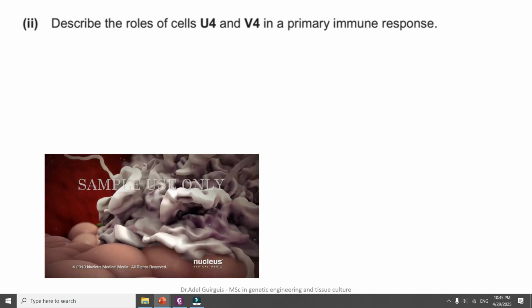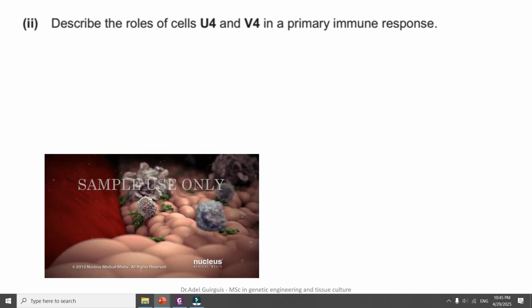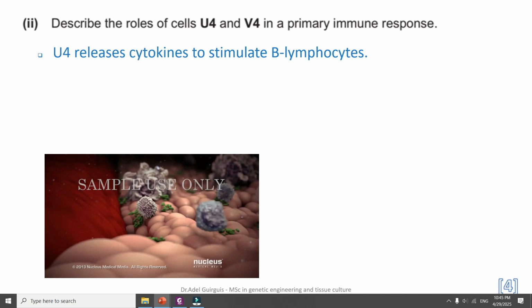This enhances phagocytosis. Look at the phagocyte. Now instead of engulfing one bacterium, it engulfs a lot. Instead of engulfing one virus, it engulfs a lot of viruses clumping together by action of antibodies. Okay, now T4 releases cytokines to stimulate B lymphocytes. Stimulate for what? For division, clonal expansion, to differentiate into plasma cells and memory cells. And T4 also stimulates macrophages for proper phagocytosis, enhances phagocytosis.